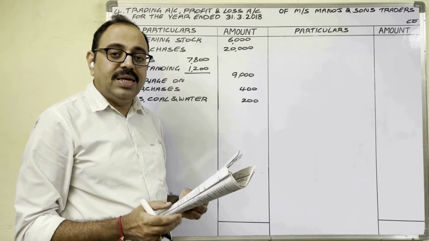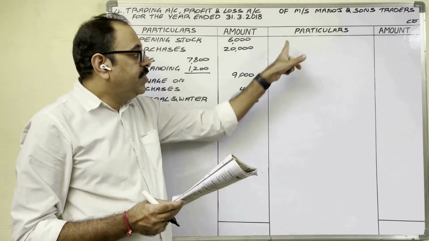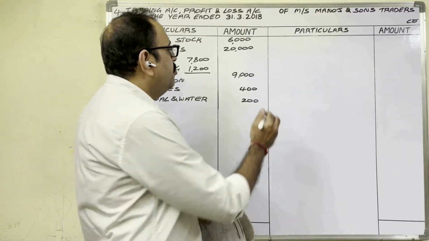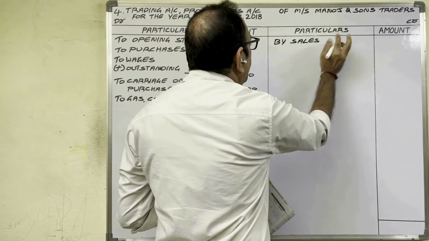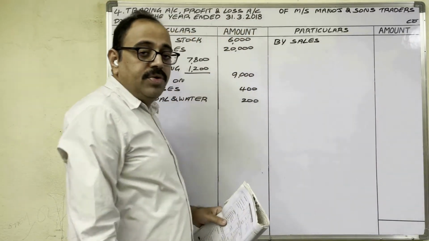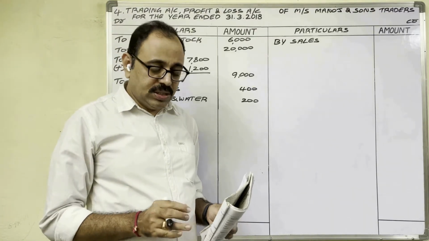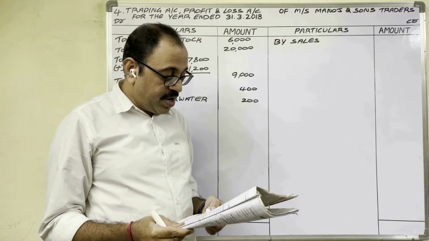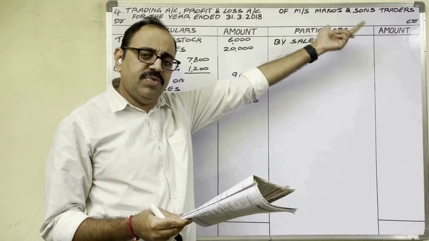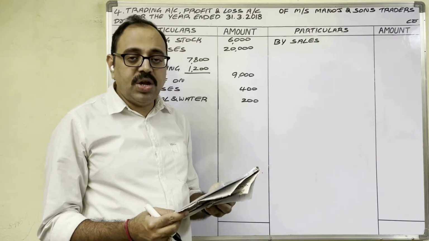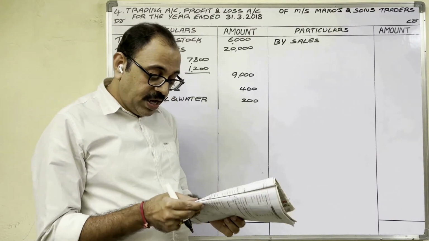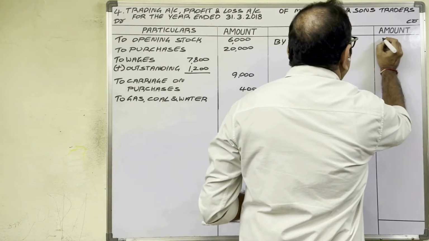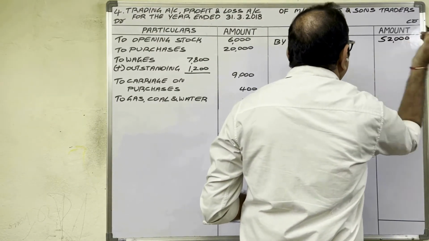Sales. Sale is a direct income. Trading account credit side. By sales. Is the amount in inner column or outer column? We have to observe the debit column once. If sales returns are given, show the amount in inner column. Otherwise outer column. Sales returns are not given. Therefore, sales amount 52,000, write in outer column.